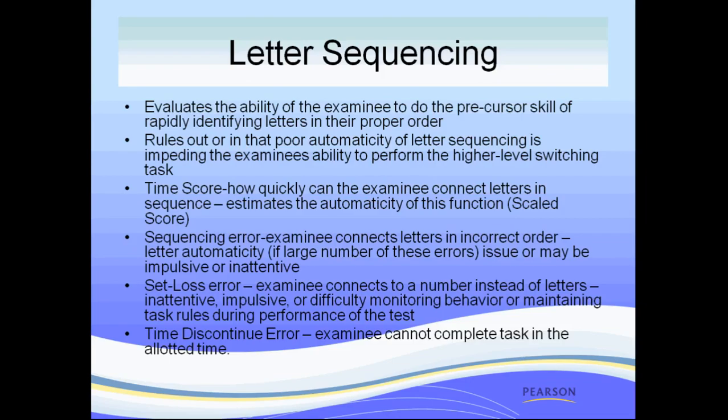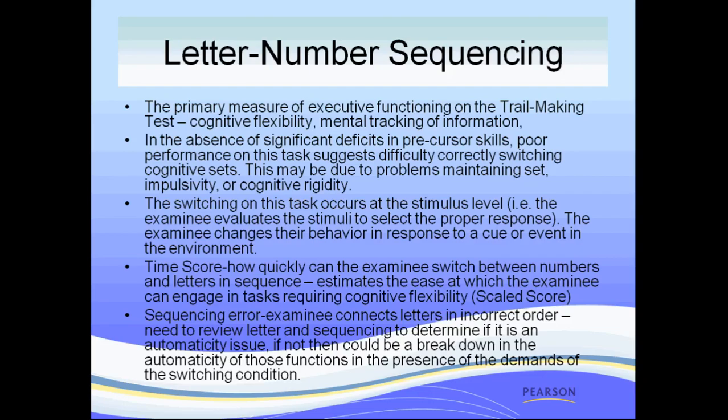And somehow I got a duplicate slide in there. Letter-number switching. This is the primary measure of executive functioning on the test. In this situation, you're asking the person to switch between numbers and letters. I want you to go from 1 to A to 2, 2 to B, B to 3, and so forth till you reach the end. And that is a primary assessment of being able to switch.